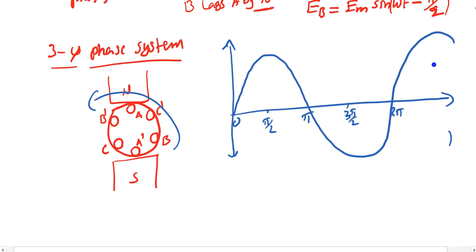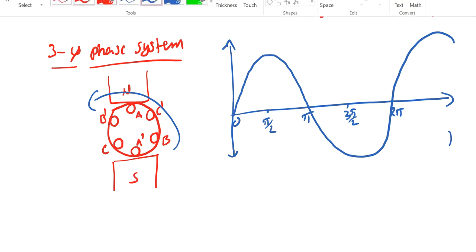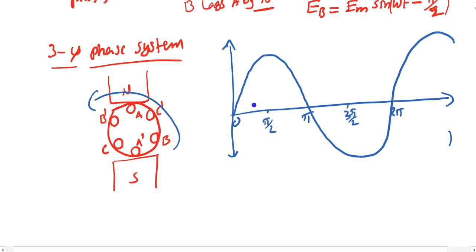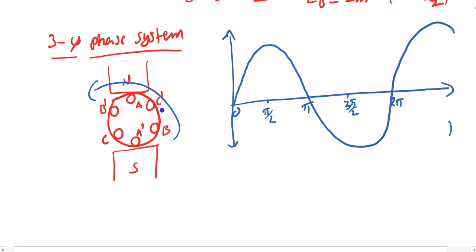Now what about the second phase? You already know what the second phase is. What is the phase difference between your A and B? If you see from this point to here, this is the phase difference between your B and A. It means in this three phase system, my B lags A by 120 degrees.